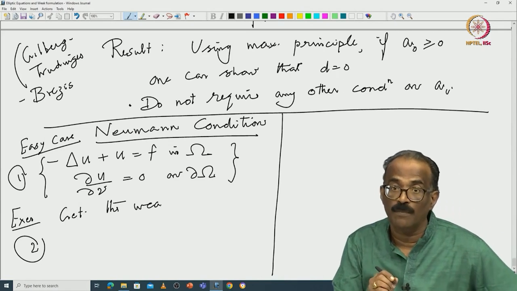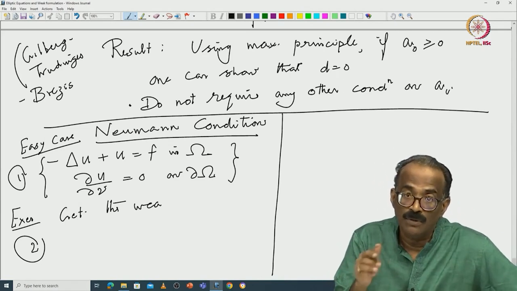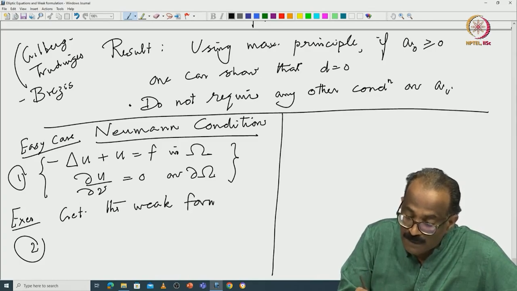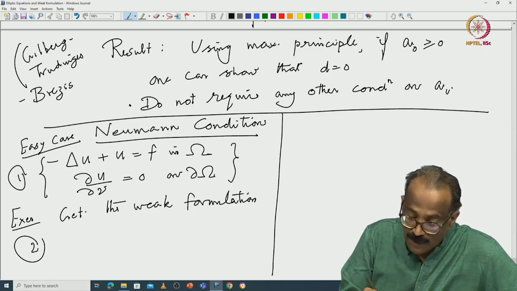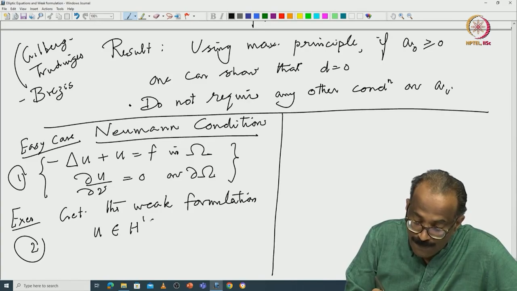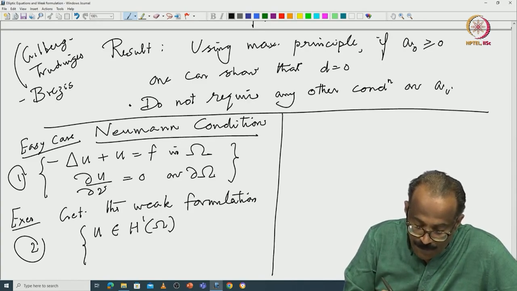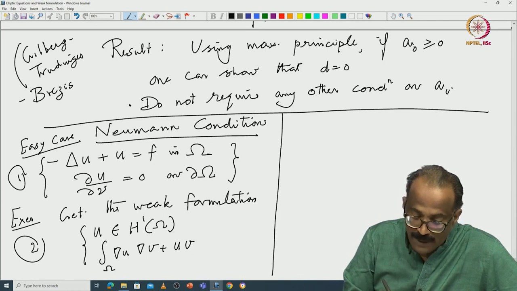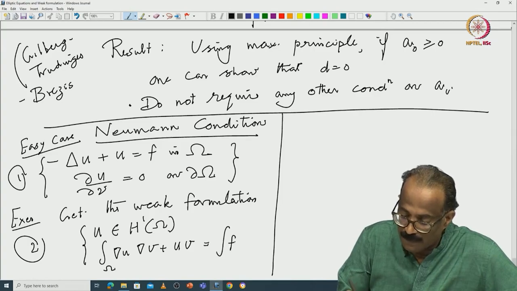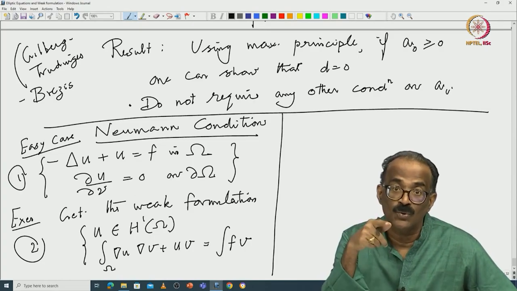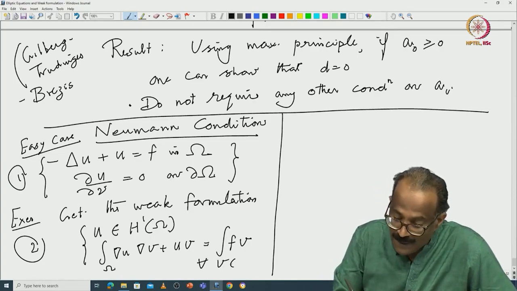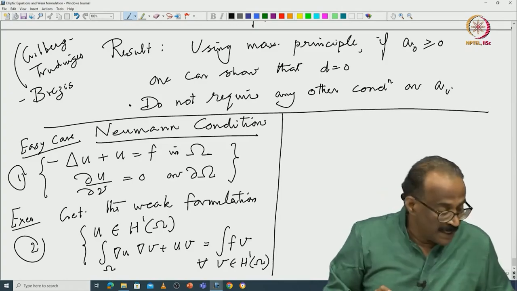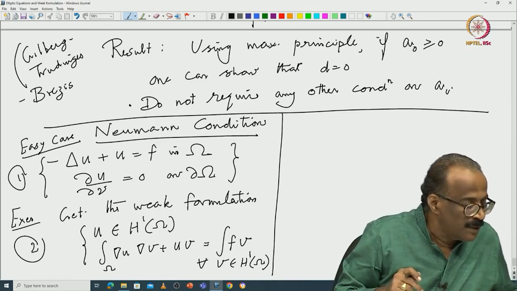Now you cannot work with H1 naught of omega because u is no longer 0. So you are looking for du by d nu equal to 0, so you have to work with the weak formulation. That's the first step, you understand. Weak formulation: u in H1 of omega with integral of grad u grad v plus u v. The idea of adding the zeroth order term is that if you don't add it, there are troubles. And also the Poincare inequality is not true in H1 of omega, for all v in H1. This you can immediately get. That's not a problem. Going back is a little more of an issue which you have to understand, but you fill up the steps which I am doing here.